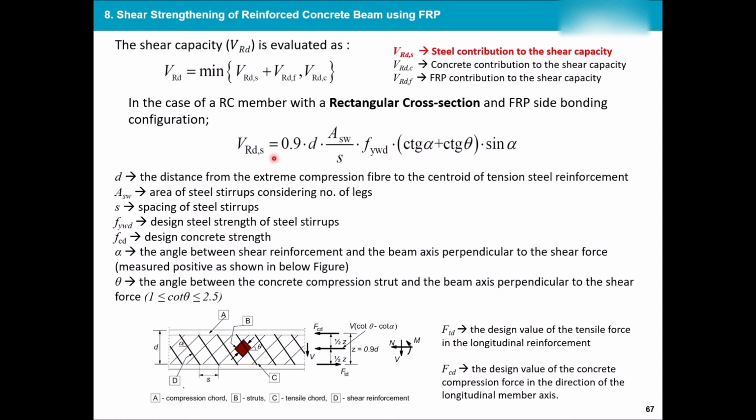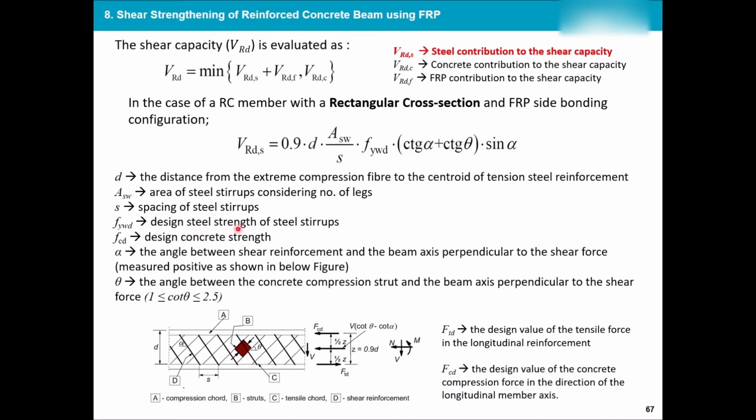Again, similar to the previous formulas, this is related to steel. So as you can see, all of the values which are inside it relate to the steel. For example, ASW is the area of steel stirrups. This stirrup is the same as ties, shear reinforcement, straps that you call them, and consider the number of legs. So how many legs they have. This goes back to the design of your reinforced concrete as well. Or the S is the spacing of the steel stirrups.